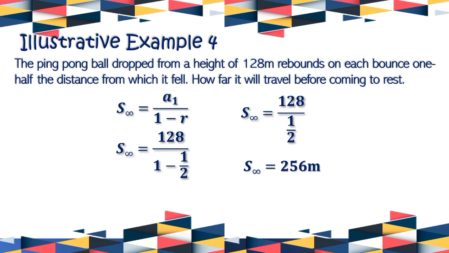So possible to get the sum of infinity because our ratio is 1/2. Our ratio is 1/2, so it is less than 1. So the sum is possible. Sum of infinity is equals to 128 divided by 1 minus 1/2. And that will be 128 divided by 1/2, or the sum of infinity is equals to 256 meters.